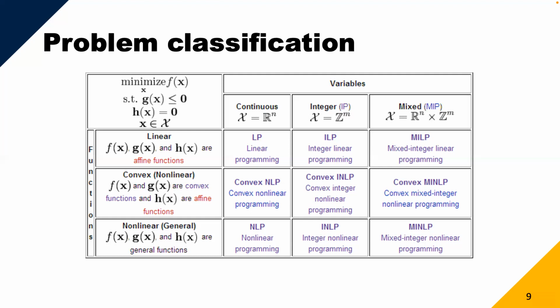And then in terms of the decision variables, very commonly you will have continuous variables. These are variables that can go from, let's say, negative infinity to positive infinity, or negative infinity to 0, or 0 to positive infinity. These are all considered continuous variables. Integer variables are where you have variables that take on discrete integer values. And then mixed is where you have both continuous and integer.